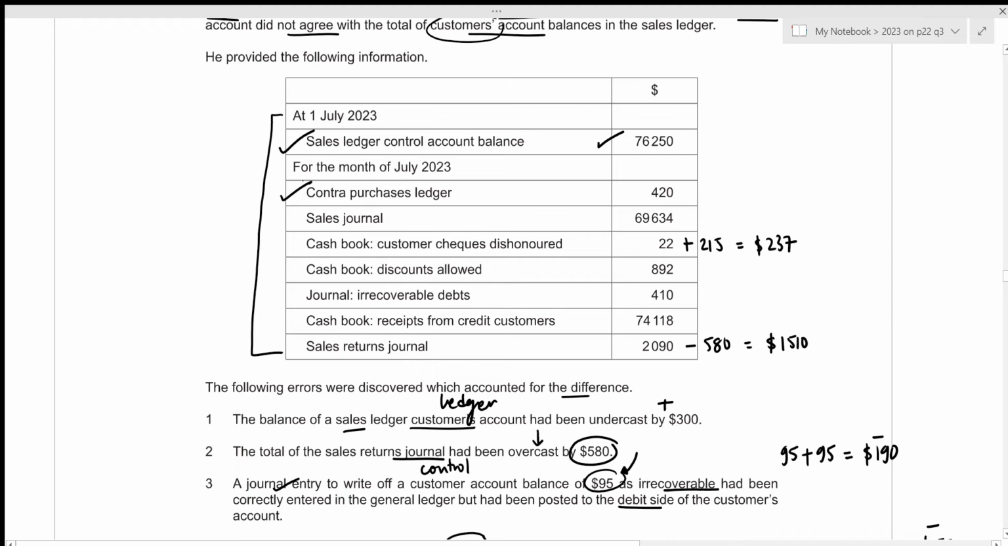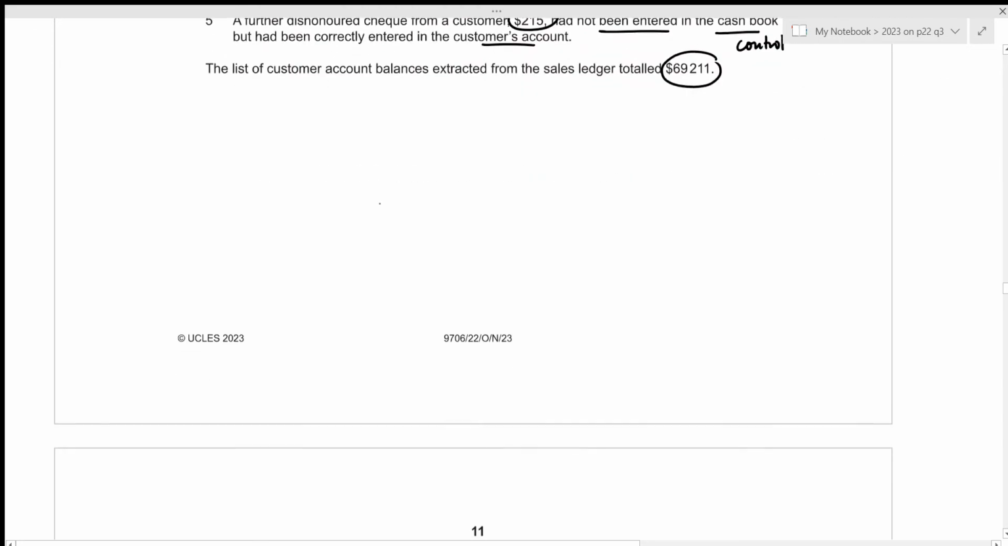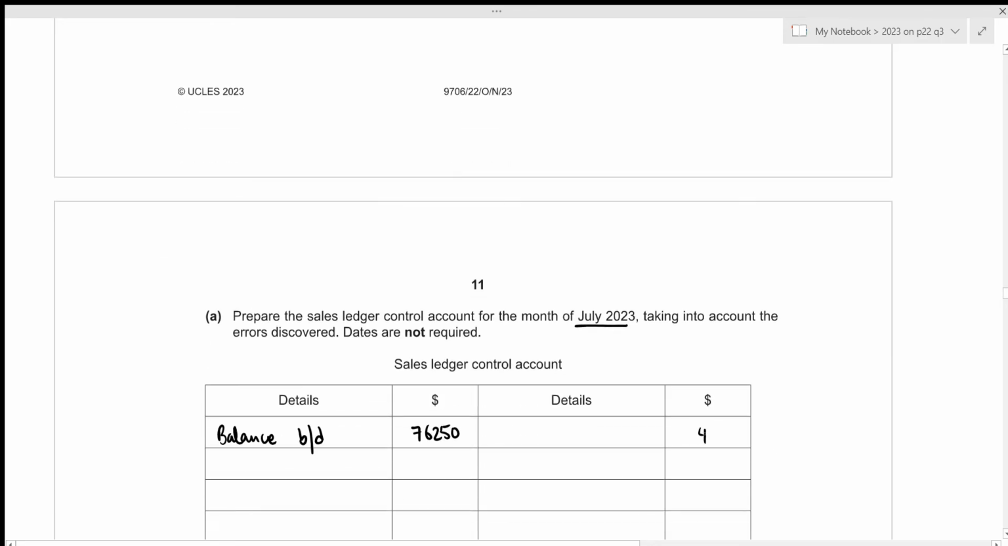Alright, we then have contra. Contra will always be on the credit side within our sales ledger control account. So that will be 420 on the credit side under the heading of contra.